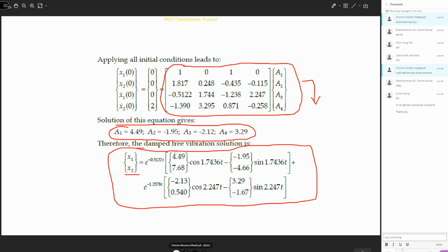All right, this type of question will not be asked in the exams because we can't solve a 4 by 4 matrix without the help of software. So you need to use MATLAB, Engineering Equation Solver, Minitab, or any particular mathematical software.